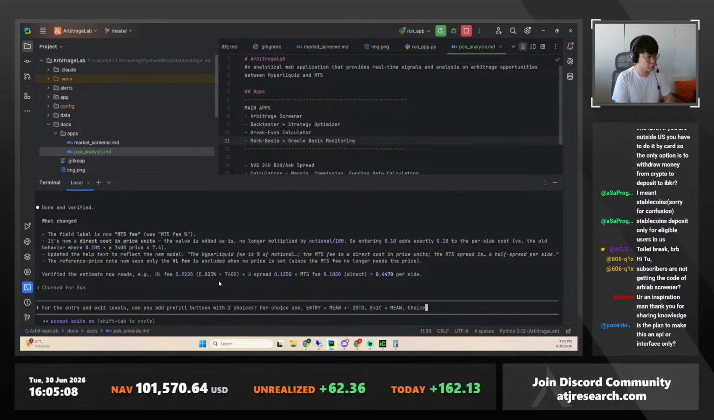Choice 2: entry is equal to mean 0, I mean 0 plus minus 2 std, exit is equal to 0.